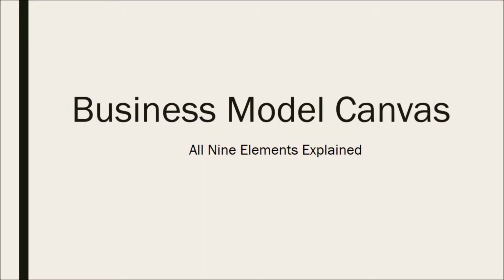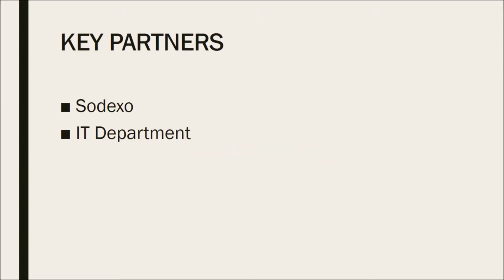So, here is my business model canvas with all the 9 elements explained. My first element is key partners. Key partners means what are the key partners and what are the things involved for my business model to happen. See, first is Sodexo.